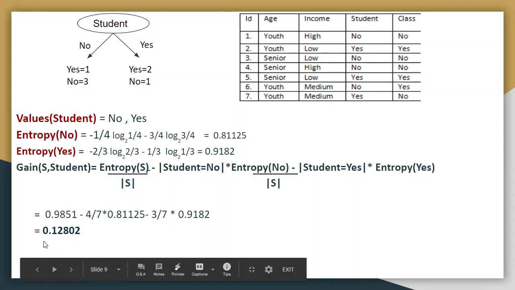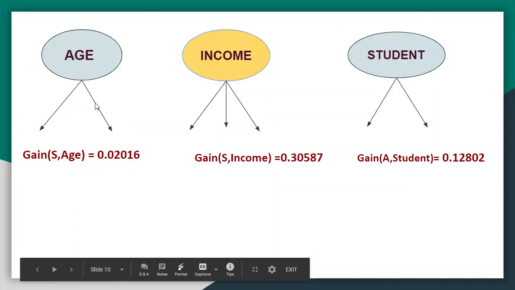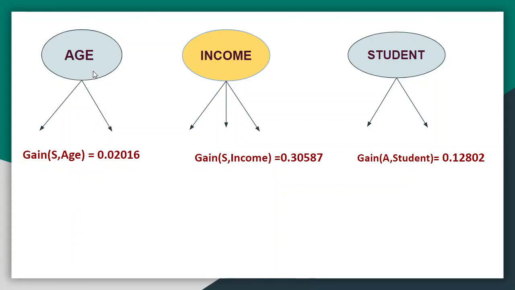And this value is 0.12802. So the age attribute has its information gain as 0.02016, income 0.30587, and it is 0.12802 for student also. And now we are done with the second step.